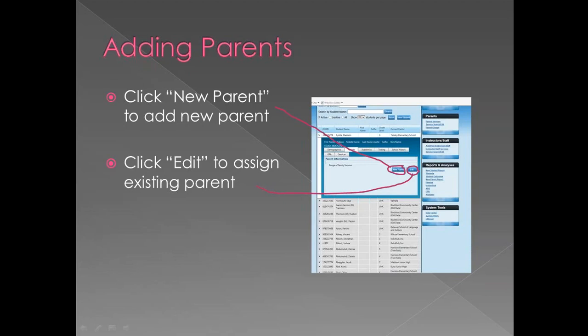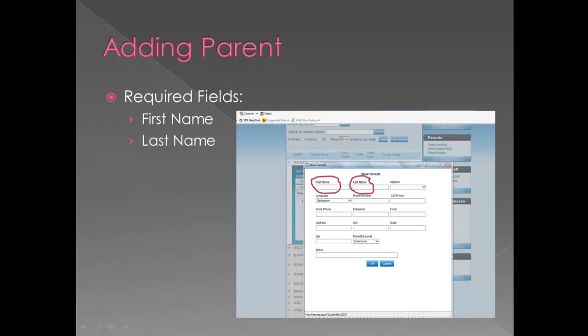So if this is the first time you're putting that parent into the system, you'll click on New Parent. But if you have a parent that's already attached to a student and now they have a sibling that you're adding, you'll click Edit to assign existing parent. Okay? So adding a new parent, all we need is the first name, last name. You put in the first name, last name, click OK. Boom. No problem.